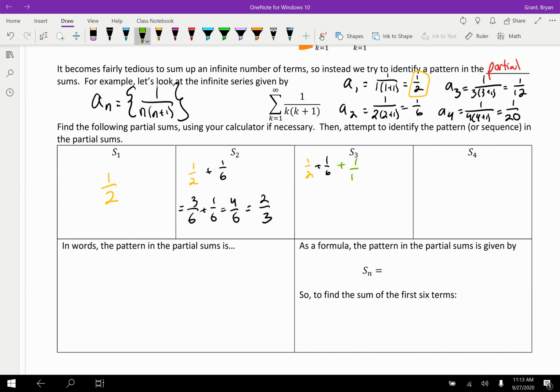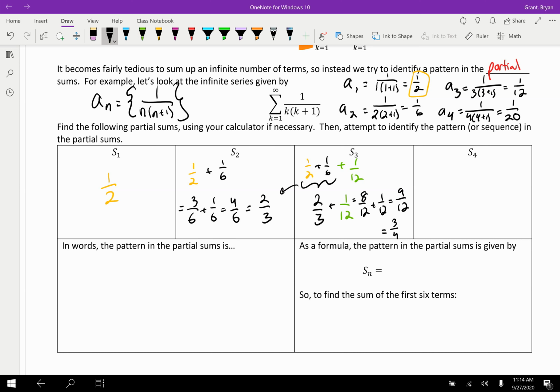Okay, S sub 3. Again, you could do 1/2 plus 1/6 plus the third term, which is 1/12. But we already know the answer to this first part. That answer is over here. That's 2/3. So then we're just adding 2/3 to 1/12. And I might run out of room here, sorry. For common denominators, we need to multiply by 4, so 8/12 plus 1/12 gives us 9/12. And then if we reduce 9/12 by dividing by 3, we end up getting 3/4.